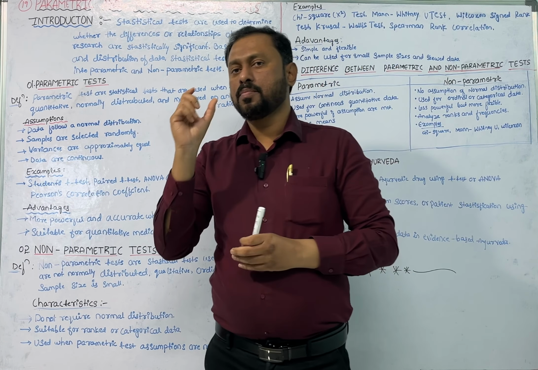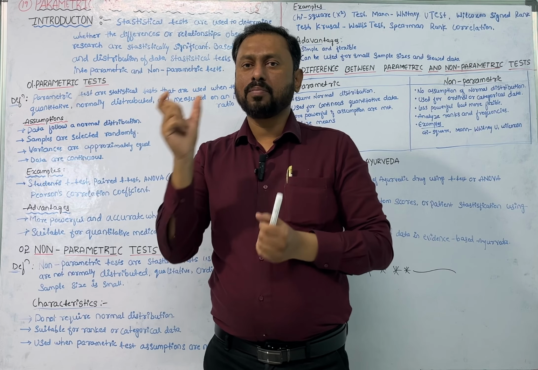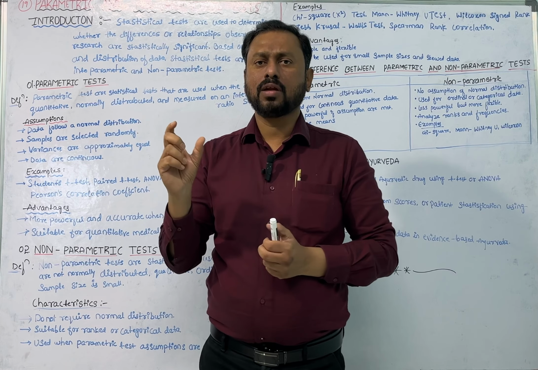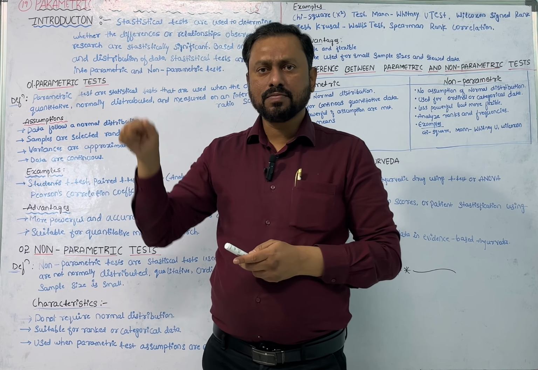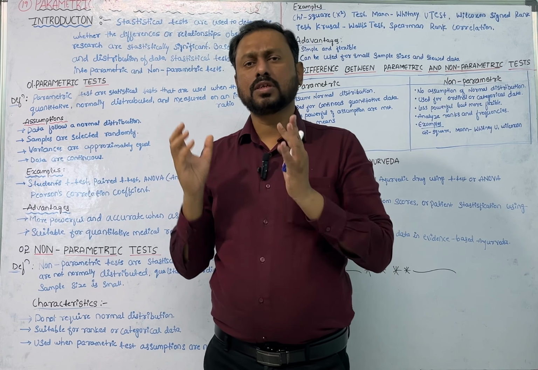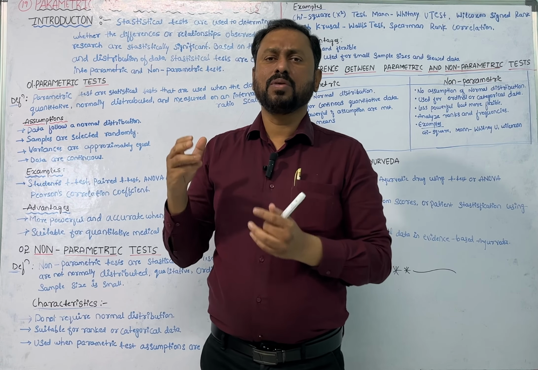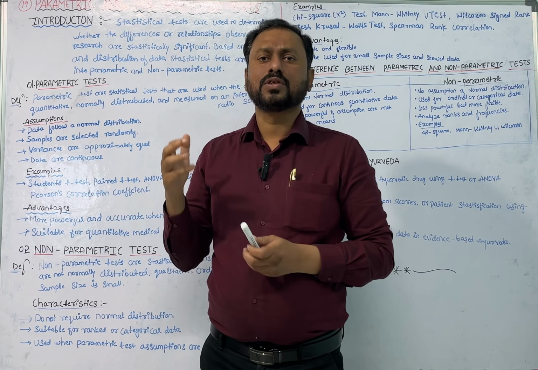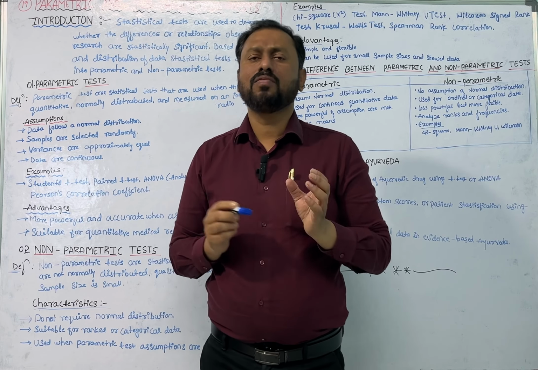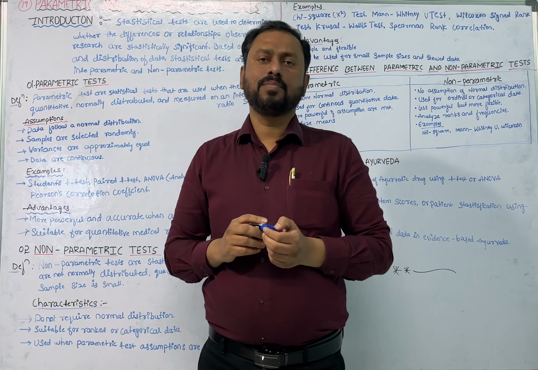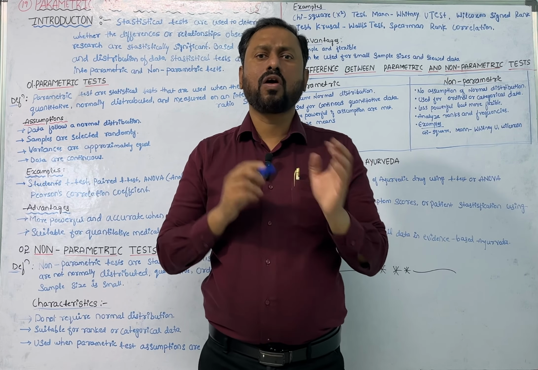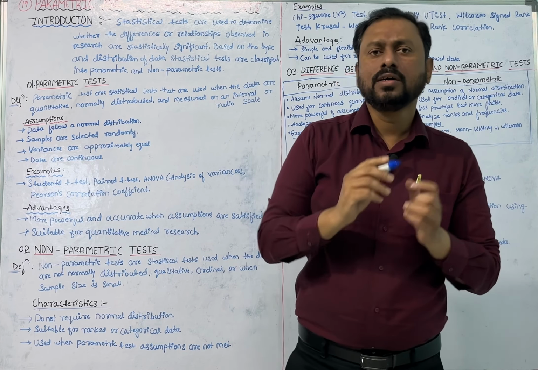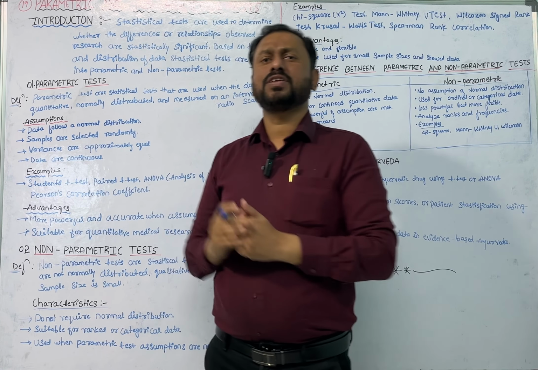Here, if you split the term parametric into para plus metric, metric means measurable. Parametric means within a measurable range, something we can measure, it may be through liters or through kilograms. If something is in measurable form, that is called parametric. Non-parametric is non-numerical, not measurable. This is the derivation of the term.